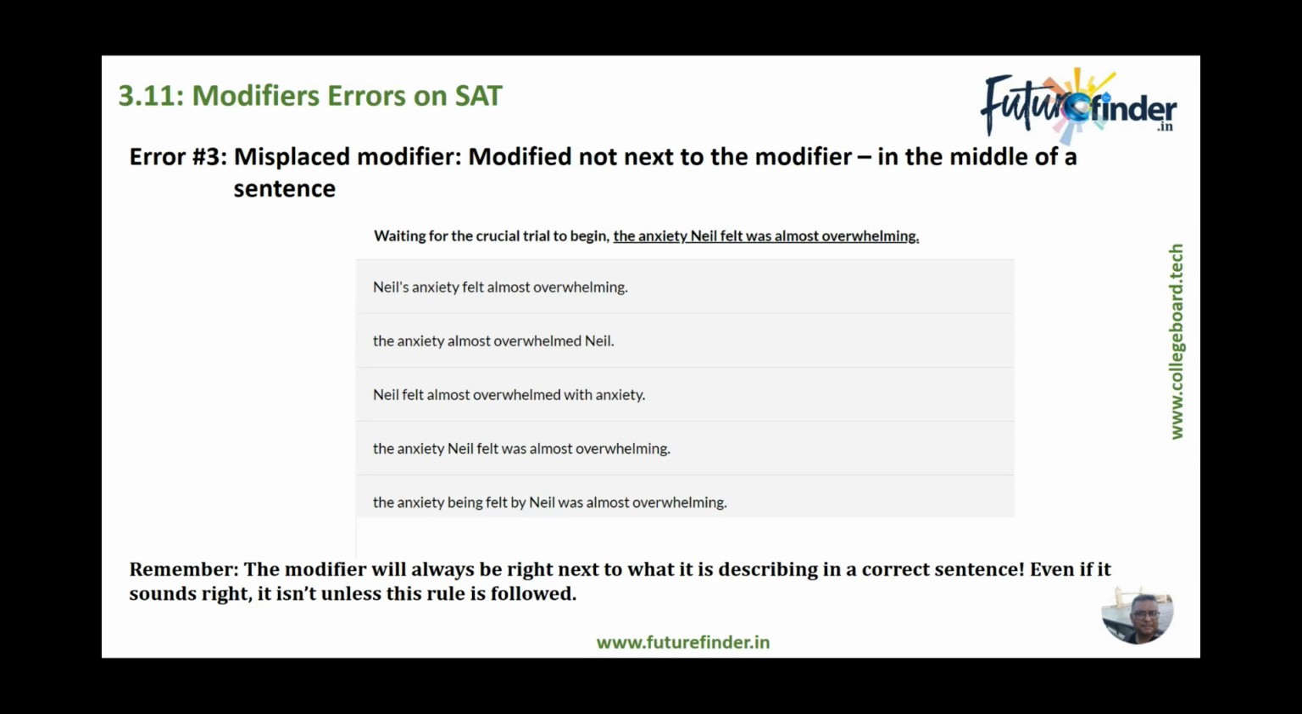Again, a case of misplaced modifier, error number 3, but this time the placement of the modifier is in the middle of the sentence, not really at the beginning. So look at this one. Waiting for the crucial trial to begin, the anxiety Neil felt was almost overwhelming. So waiting for the crucial trial to begin, who felt the anxiety? It was Neil. So that has to come.